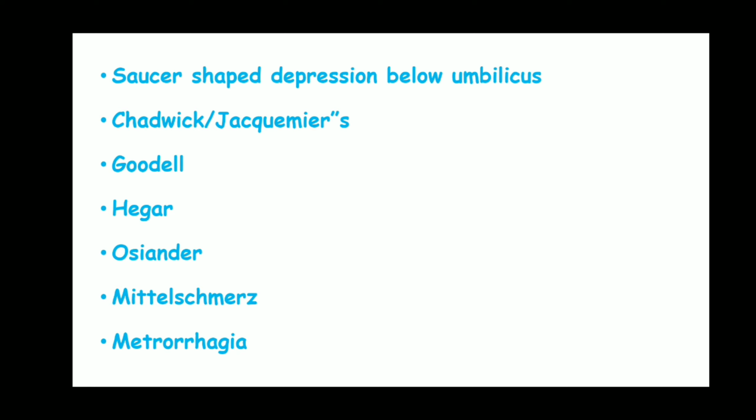Chadwick or Jacquemier sign. When you remember the pregnancy signs, you know about presumptive, probable and positive signs. In the probable signs, the different changes in the vagina are the main thing you will study, and this is the order you should remember, alphabetical order, CGHO. The Chadwick or Jacquemier sign is the violet discoloration. Goodell sign is the softening of the cervix, Hegar is the compressibility and softening of the lower uterine segment. So it starts from the cervix, then the lower uterine segment.